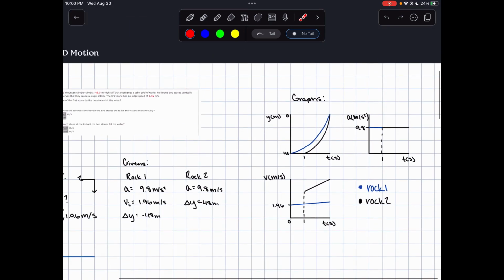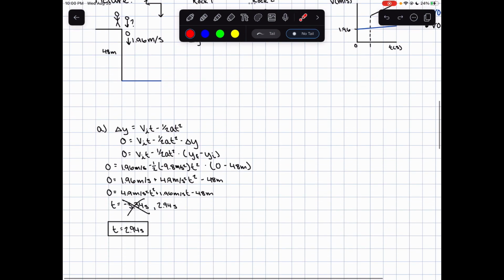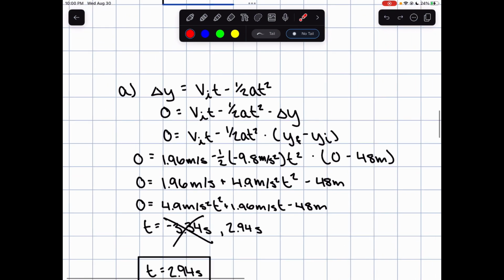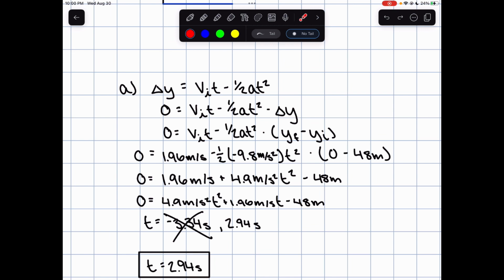Okay, now on to calculations. We have a lot of calculations here and it might look intimidating at first, but after this step by step, trust me, it's gonna be easy, don't panic. We're gonna start with our kinematic equation. Change in position equals the initial speed multiplied by time minus 1/2 acceleration multiplied by time squared.